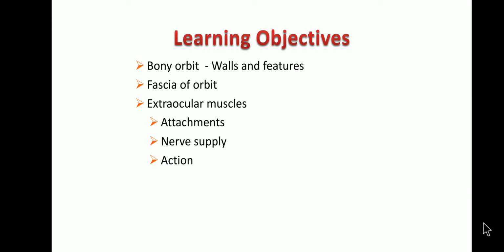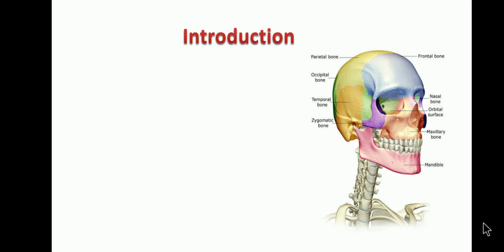Followed by that, about the vessels of the orbit, mainly the ophthalmic artery and the ophthalmic vein, we will be discussing in today's class. So now let us try to understand the bony orbit.